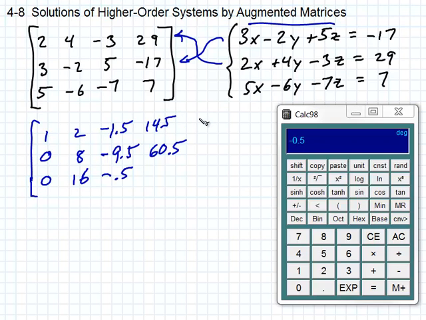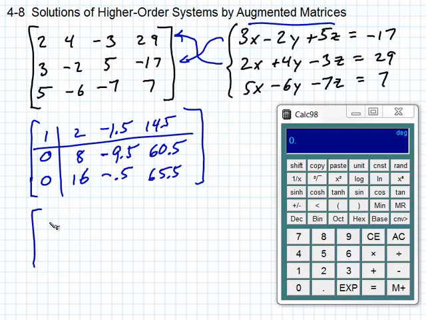And 5 times 14.5 is 72.5. Minus 7 is 65.5. Okay, at this point, we're finished with the top row and the first column. So first let's copy this top row and left column because those aren't going to change. 1, 2, minus 1.5, and 14.5, and 0, and 0.